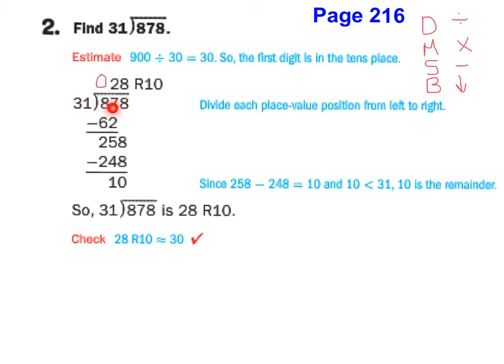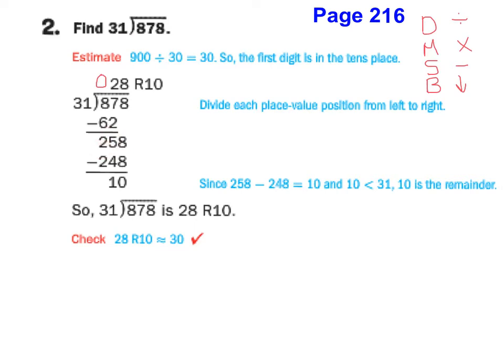31 goes into 87 2 times. So that was my division. Now I'm going to multiply. 2 times 1 is 2, and 2 times 3 is 6. Now it's the sister's turn. We're going to subtract, and we bring down the 5 and 2.